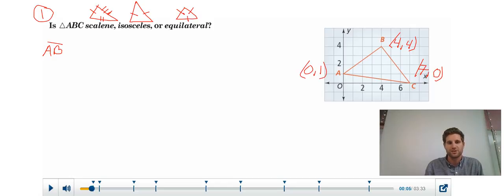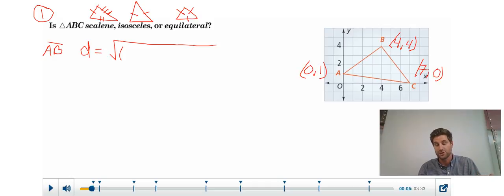Okay. So I'm going to use this in the distance formula. I need to find the distance of this. It's the square root of, if you recall from the notes we just took, x1 minus x2, or you could say x2 minus x1, doesn't really matter. We're going from A to B, so I'm going to do 0 minus 4, and then that gets squared, plus 1 minus 4, squared.